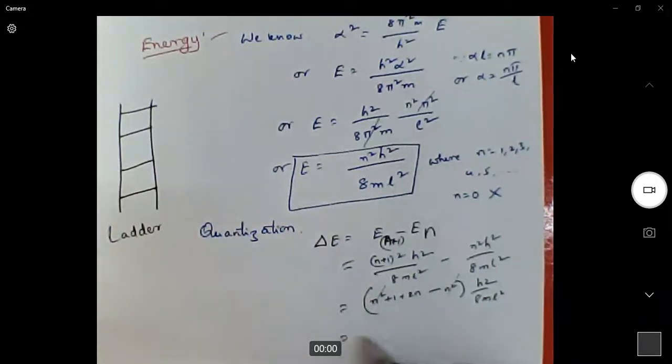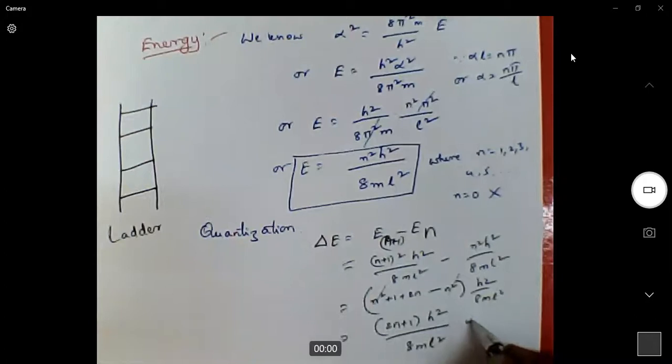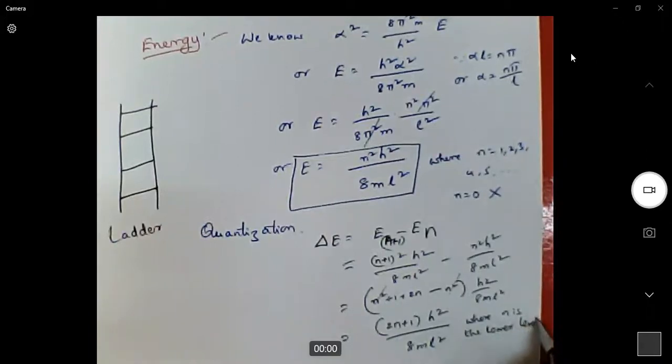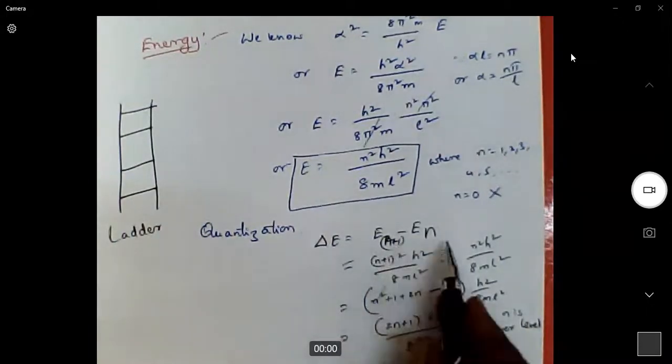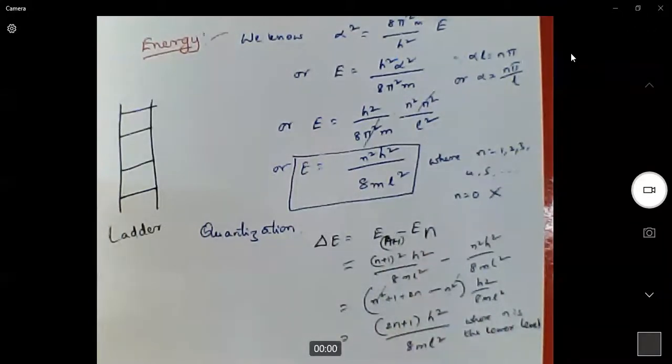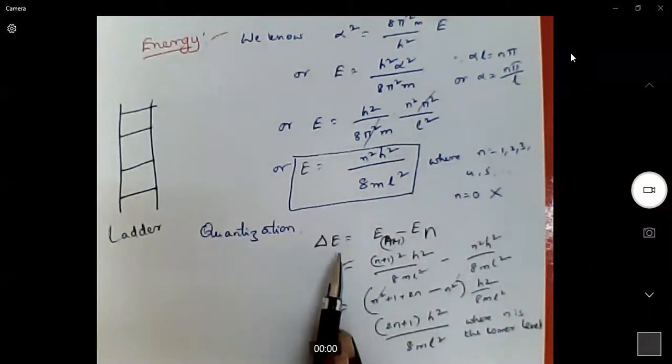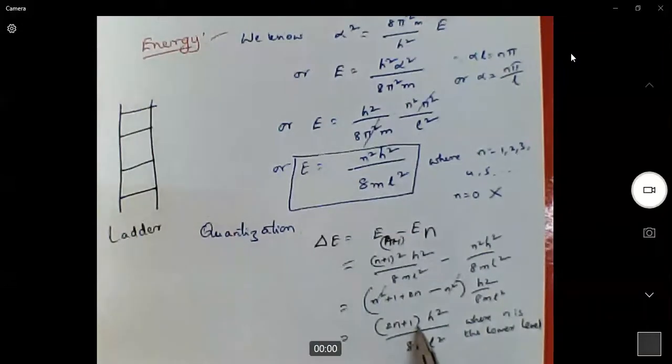This will get cancelled. So the energy difference between two successive levels is (2n plus 1) into h squared by 8 m L squared, where n is the lower level. Here the upper level is n plus 1, lower level is n.